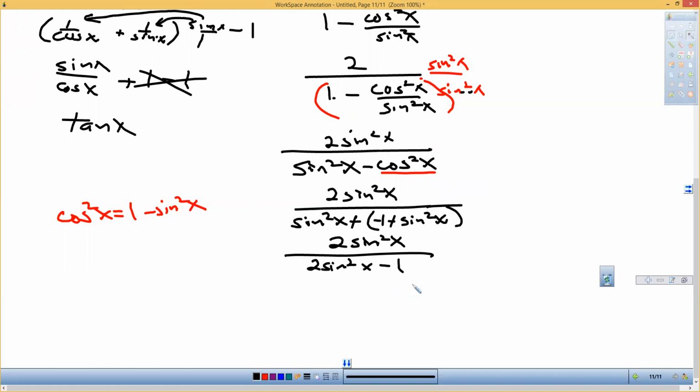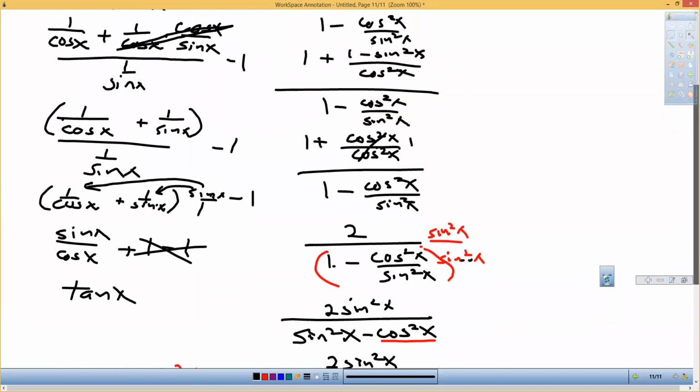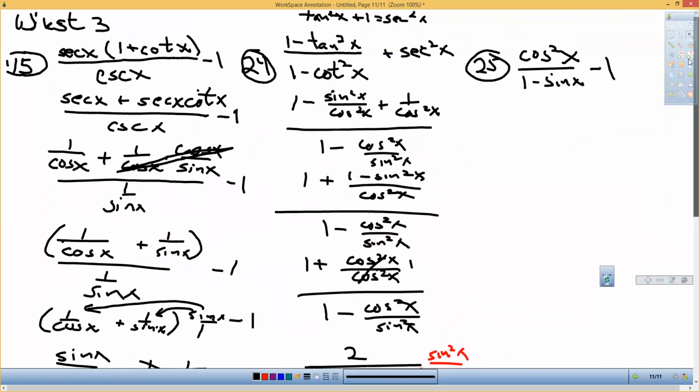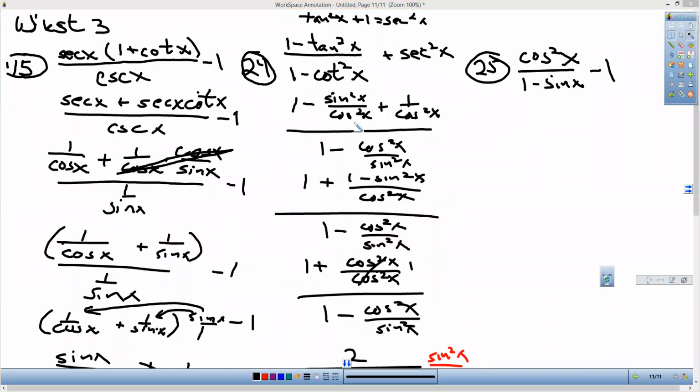Let's see, this looks tricky. Hold on a second. I don't think I've made any mistakes. Let me see if I copied this down right. They're usually not this difficult. 24, let me check it one minute. Okay, I did not copy it down wrong.